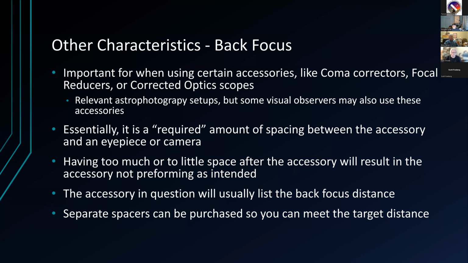The short version: I thought I had a diagram on the next slide, but I've got too many things open, so I can't see some of my stuff. I do not. Oh, darn. I thought I had an image of this. It's basically the amount of space between where light comes out of the accessory, in this case like the back end of a focal reducer, and your eyepiece or your camera.